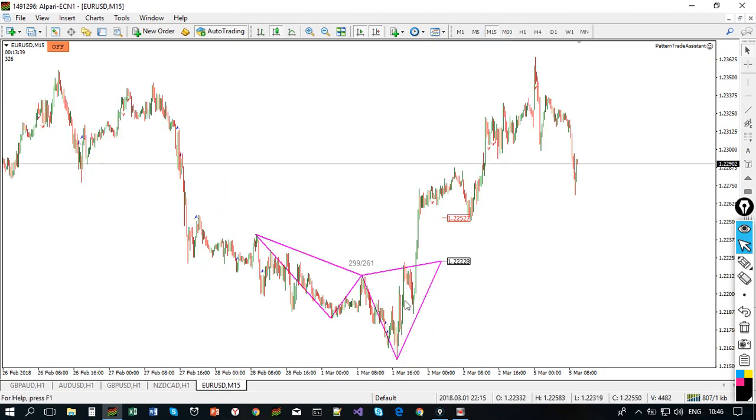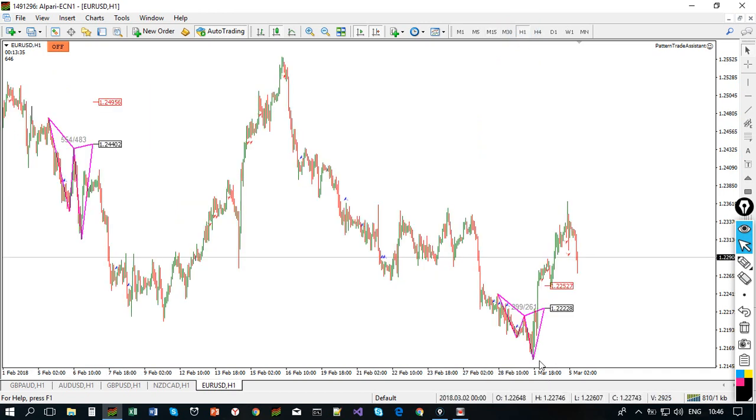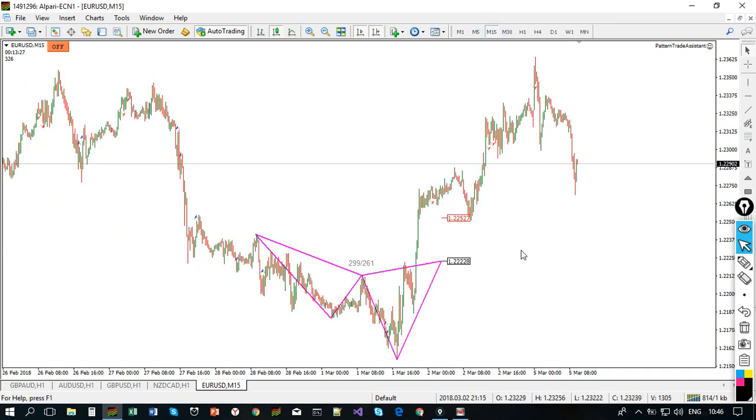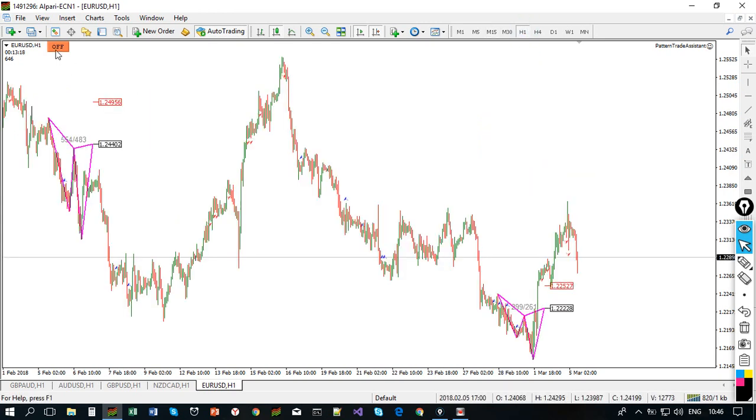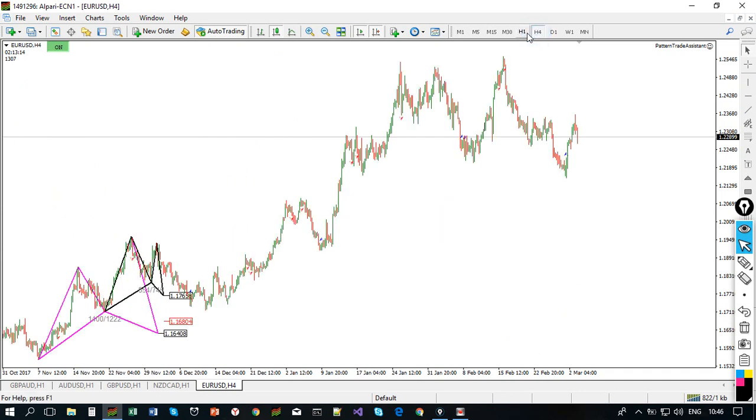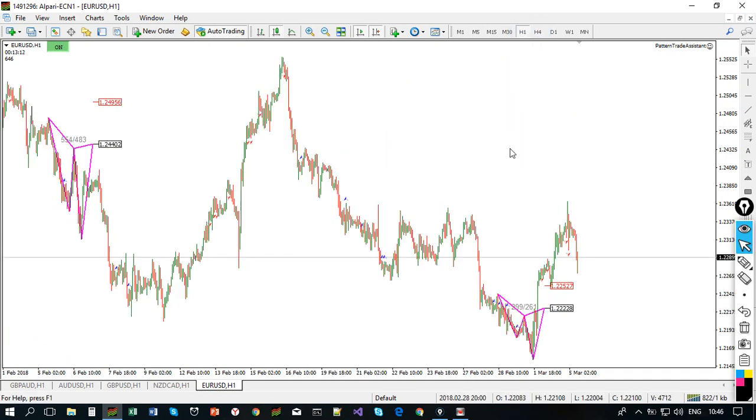Why do you need this feature to switch them off? Because you may find a pattern on 1 hour and you may say, okay, this is the pattern on 1 hour and I'm going to execute it based on the 15-minute time frame to see the reversal candles on the 15-minute time frame before I execute this trade. And this is very important to have that feature, and that's why I added that.